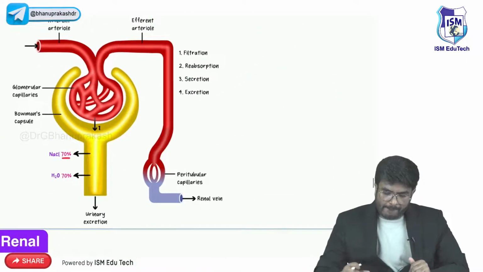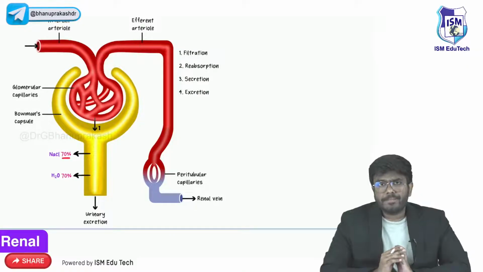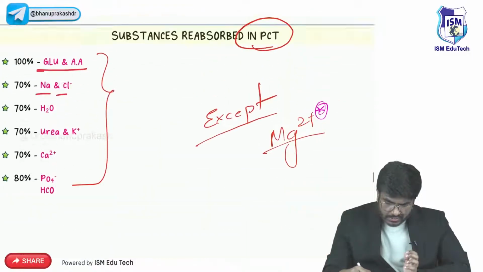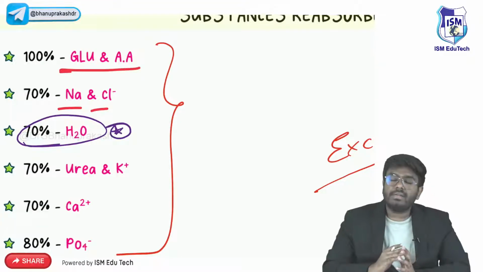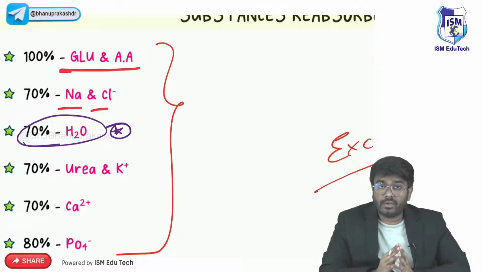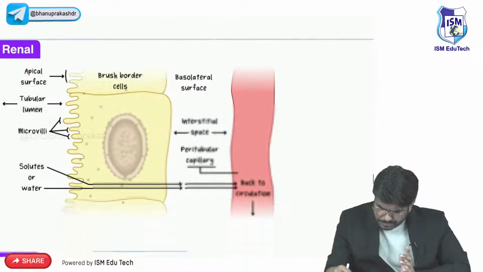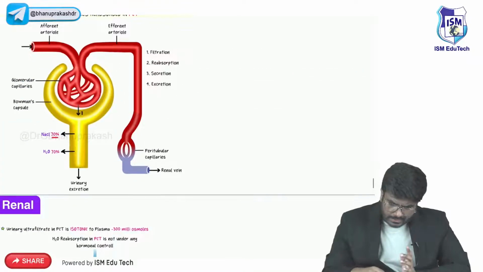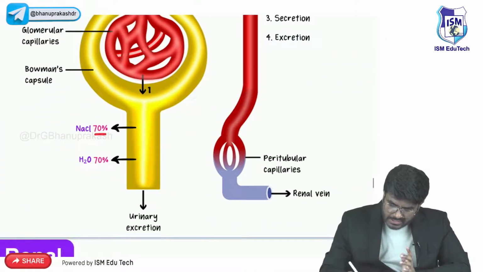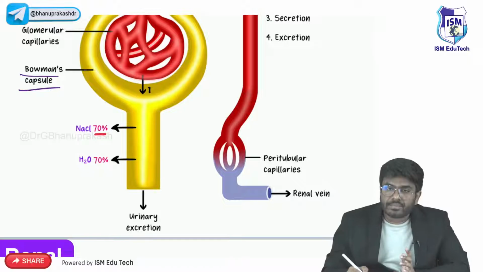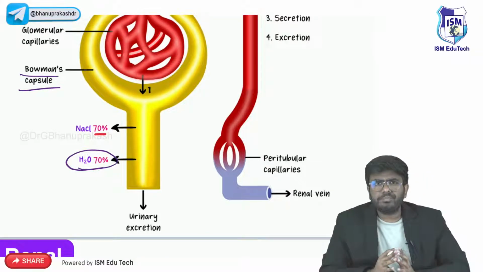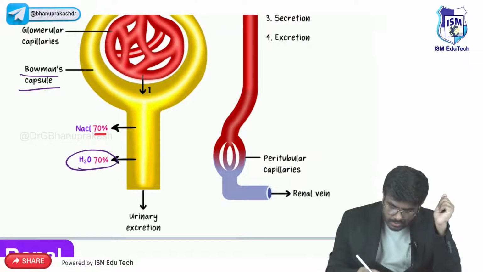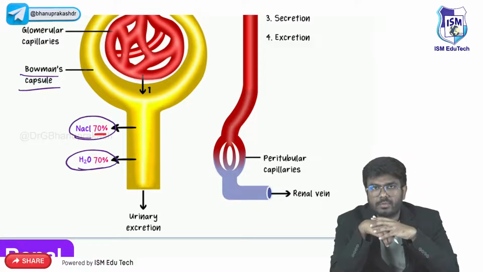Next, in the proximal convoluted tubule, I have shown you how much water is being reabsorbed. 70% of the water will be reabsorbed. In the proximal convoluted tubule, 70% water is reabsorbed. This is the Bowman's capsule. How much water is being reabsorbed? 70% of the water. How much sodium chloride is being reabsorbed? 70% of the sodium chloride.